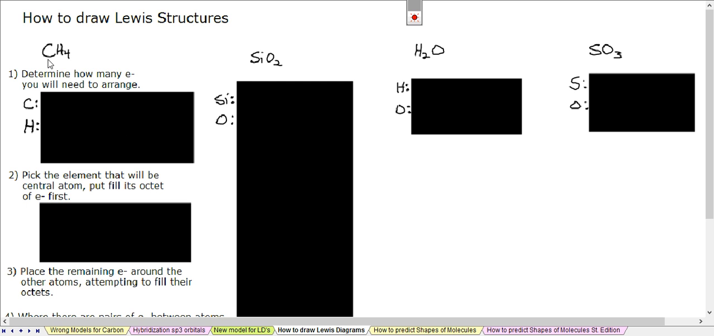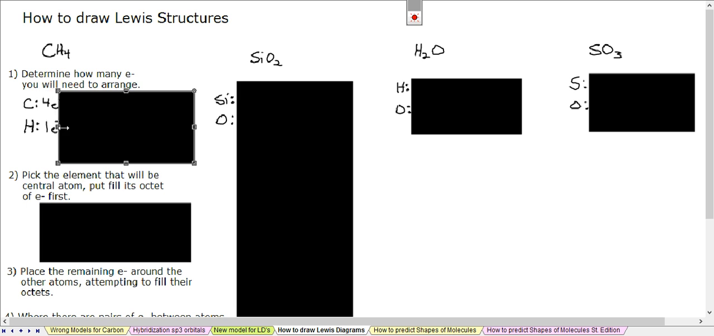So we're going to look at how we actually come to something like methane, and then we'll apply it to a couple other diagrams. So the first step, whenever you go to draw a Lewis structure, is to determine how many electrons you're going to need to arrange within the molecule. And so we'll show that right here.